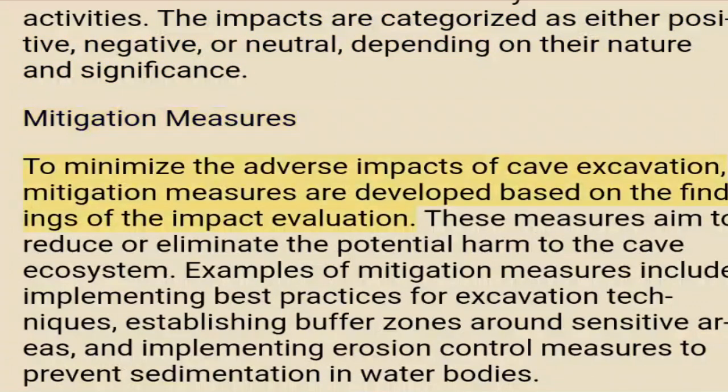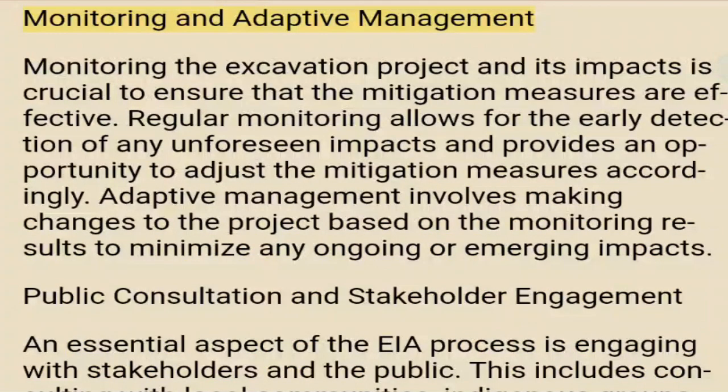Mitigation measures. To minimize the adverse impacts of cave excavation, mitigation measures are developed based on the findings of the impact evaluation. These measures aim to reduce or eliminate the potential harm to the cave ecosystem. Examples of mitigation measures include implementing best practices for excavation techniques, establishing buffer zones around sensitive areas, and implementing erosion control measures to prevent sedimentation in water bodies. Monitoring and adaptive management.